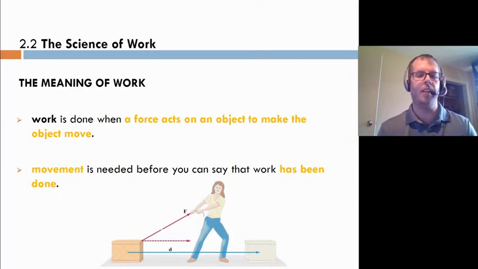So that'll be one thing that I'll stress over and over today, that work is only done when a force acts on an object to make that object move in the same direction. And of course, movement is needed before you can say that work has been done.